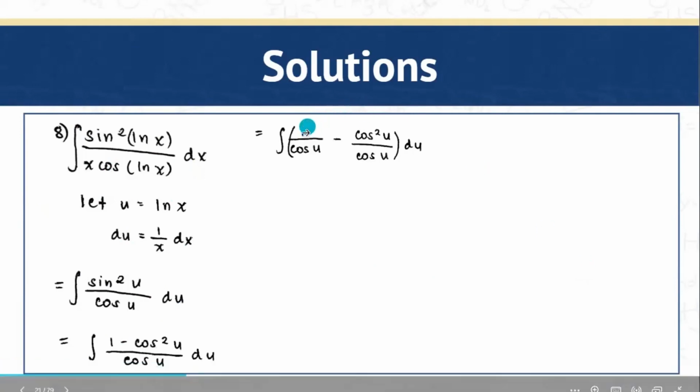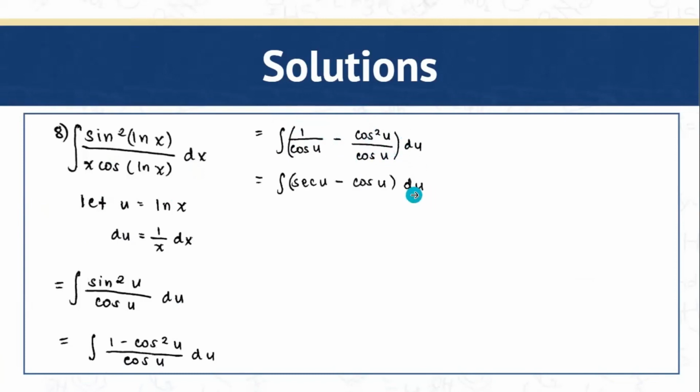So splitting that into two terms, this is the integral of 1 over cosine u minus cosine squared u over cosine u times du. And then again, we can cancel one of the cosine so that we are left with cosine u in the second term. And the reciprocal of cosine u is equal to secant u.